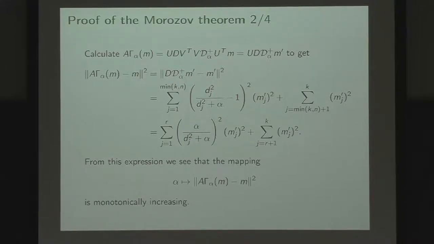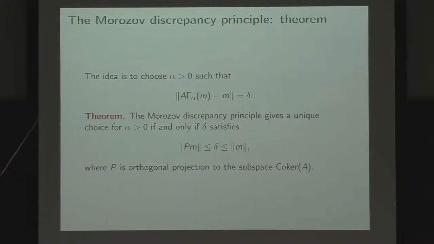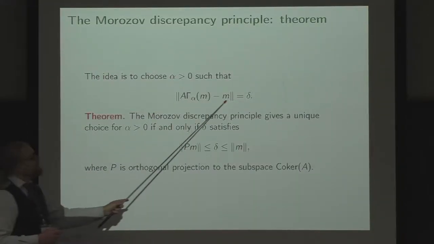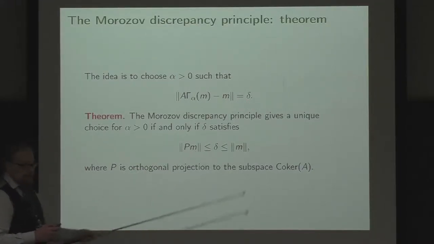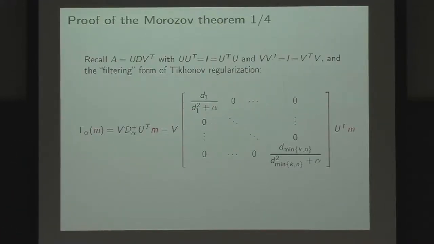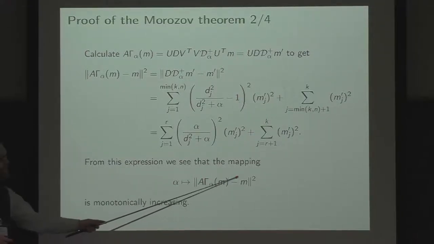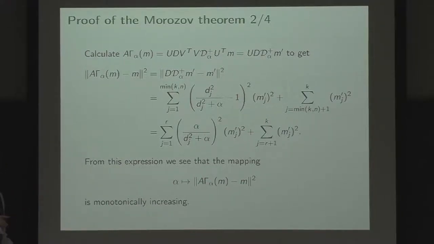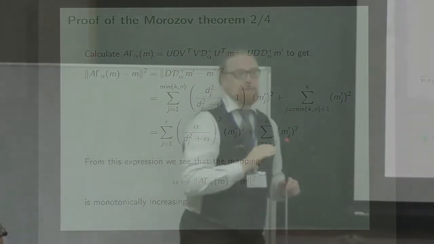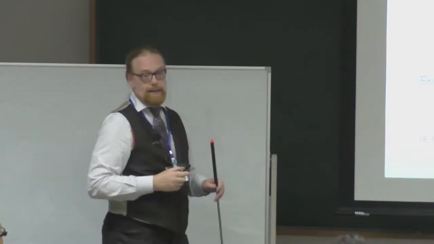So what we are trying to do, we want this one to equal delta. That's what we are aiming for. Now what we already can see is that it's a monotonically increasing function, so that makes the value unique. If it ever hits that desired value, there is only one alpha that gives it.